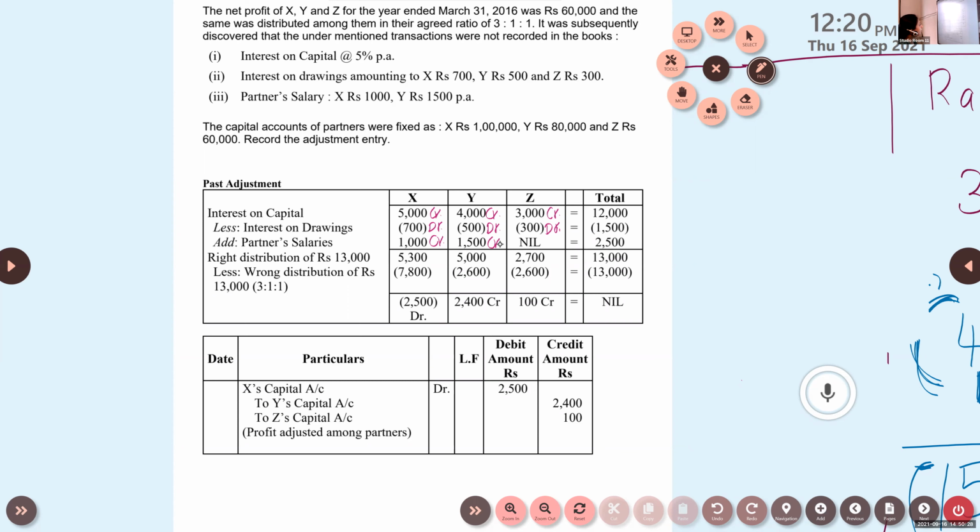Now, don't forget to write the totals also horizontally. Interest on capital total is 12,000: 5,000 plus 4,000 plus 3,000. Likewise, IOD 700 plus 500 plus 300, 1,500. Salary 2,500. The bracket amounts should be subtracted as it is payment from the partner. The ones received by the partner are added.